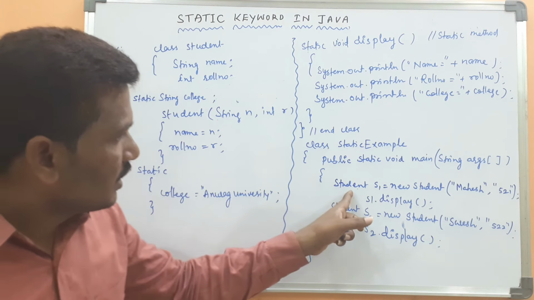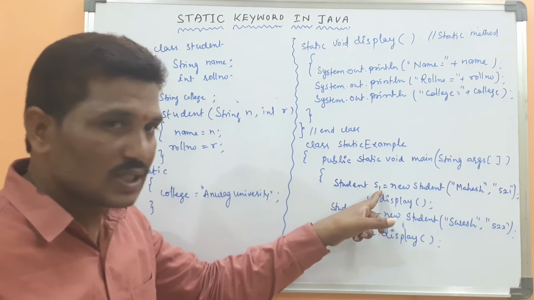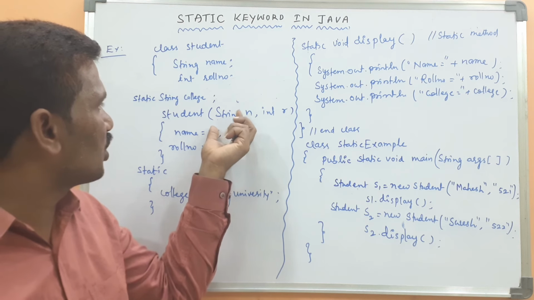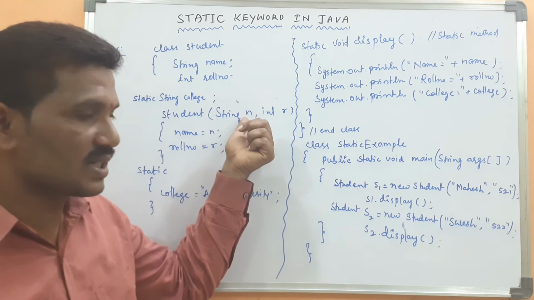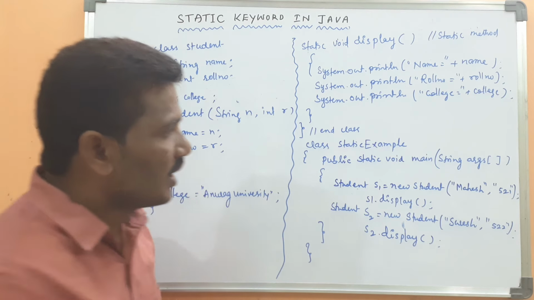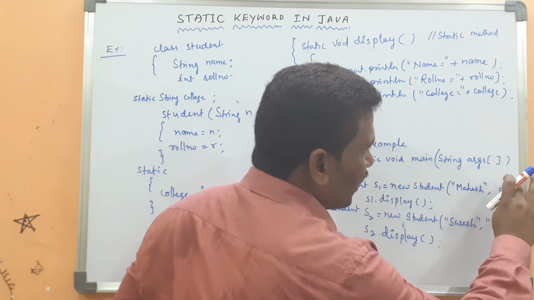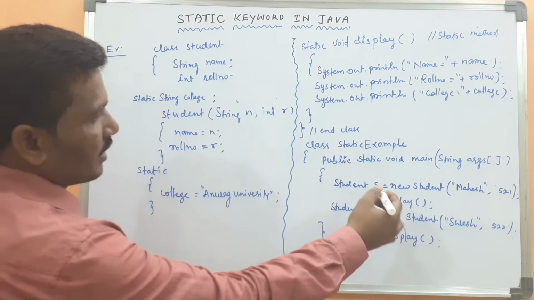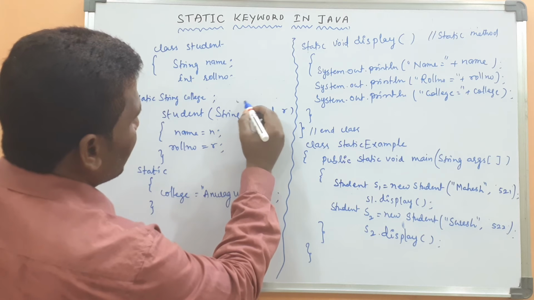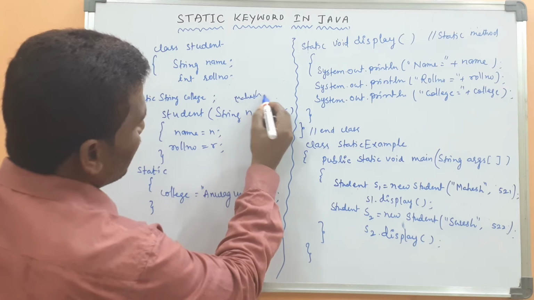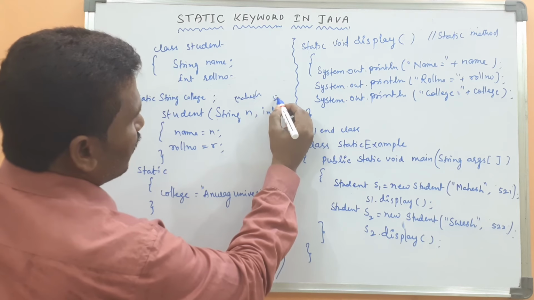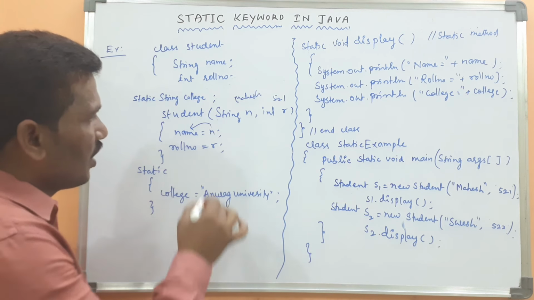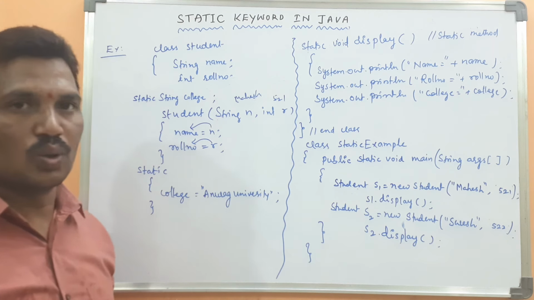Here the student S1 is the object. S1 is the object equal to new student. At that time we are providing the two arguments, because the constructor has two arguments. First argument is a string, the second argument is an integer. For the integer we don't put any double quotes. Whenever the object is created, Mahesh will be stored in the variable n and 521 will be placed in the variable r. Then n should be copied into the name, r should be copied into the roll number.